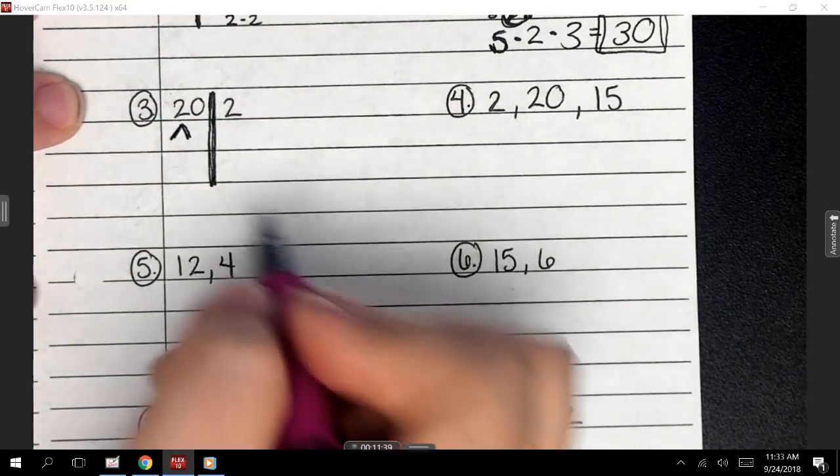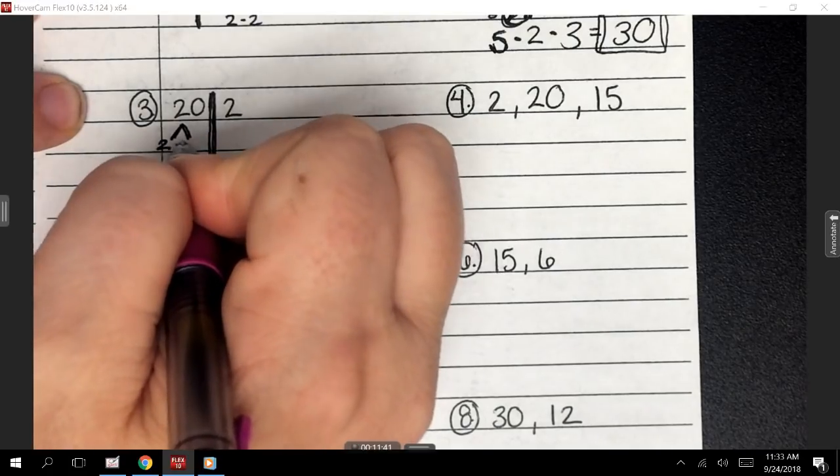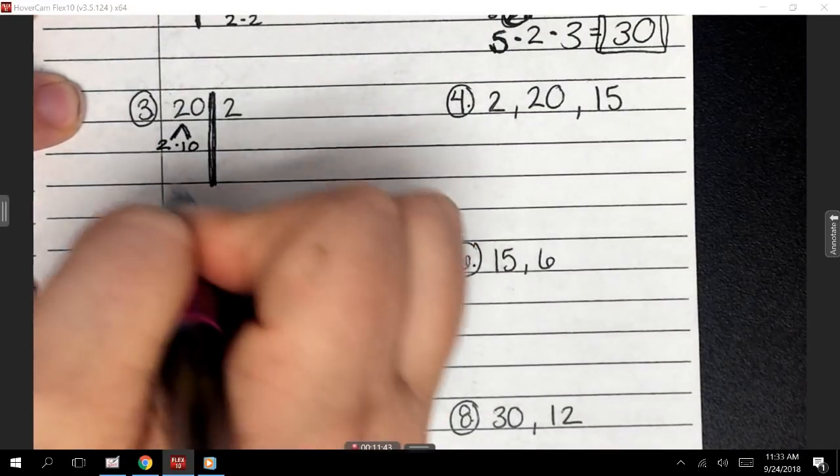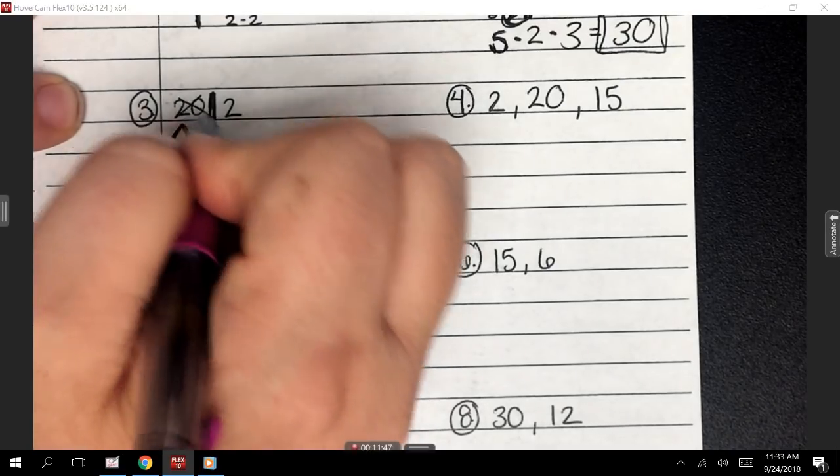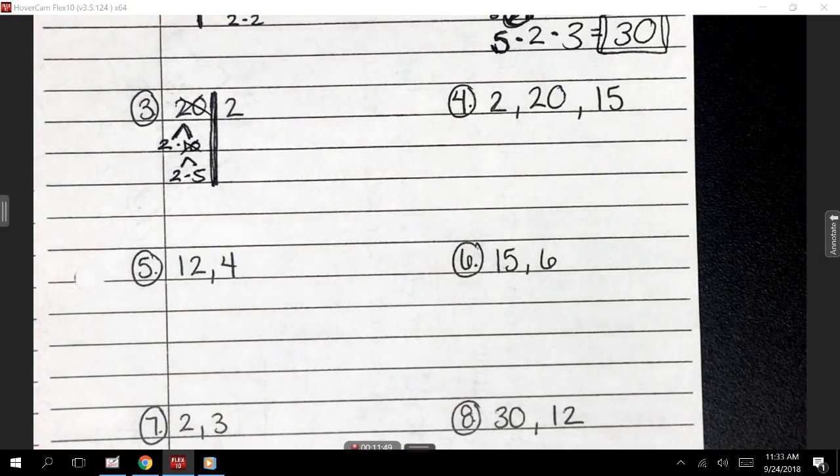All right, for 20, I can split that into 2 times 10. And then I can split 10 into 2 times 5, marking it out when I split it. Okay, 2, can 2 split? Nope, 2 cannot split at all.